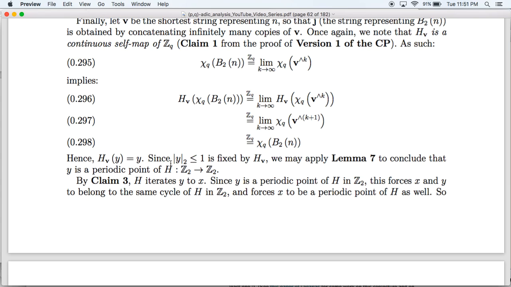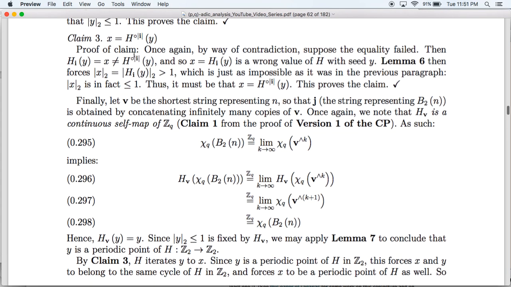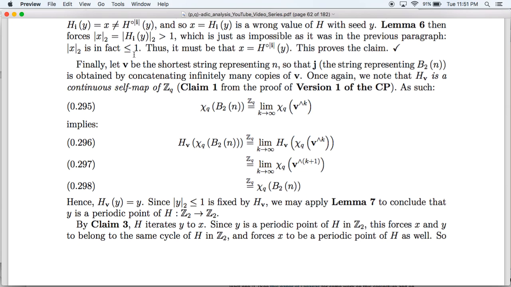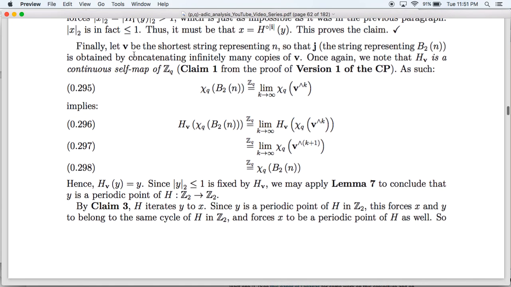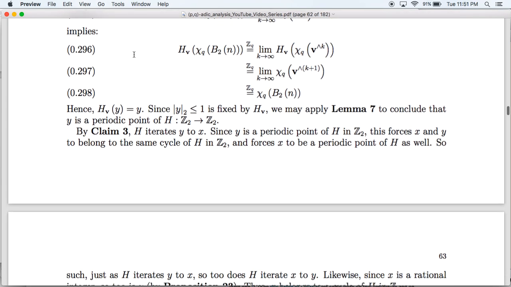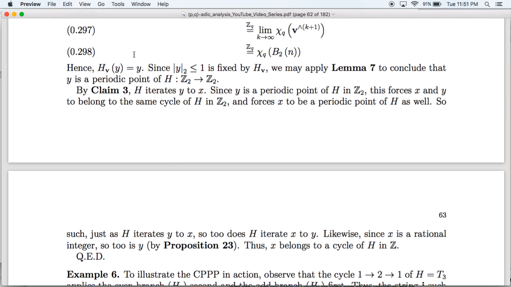Both of these are periodic points of h itself. By claim 3, h iterates y to x. Since y is a periodic point of h and z2, this forces x and y to belong to the same cycle of h and z2, and forces x to be a periodic point of h as well. And just as h iterates y to x, so too does h iterate x to y, and since x is a rational integer, so too is y, and thus x belongs to a cycle of h.